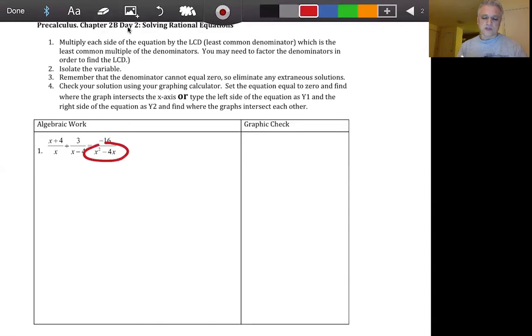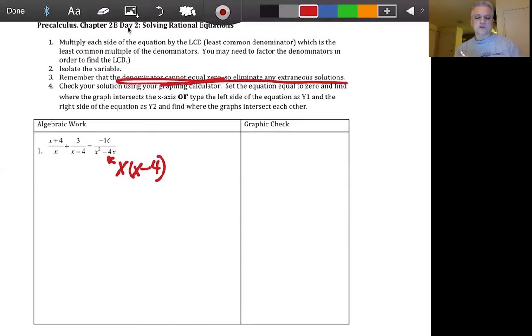We're going to factor this first guy right here because there's a quadratic in it. So actually, before we look at steps 2, 3, and 4, let's factor this guy right here. This is actually x, because there's a GCF of x, times x minus 4. So we may have to factor. We just did. Now, after we do the multiplying, we're going to isolate a variable, which is your solving. And then we have to remember that denominators can't equal 0. So there may be some extraneous solutions here.